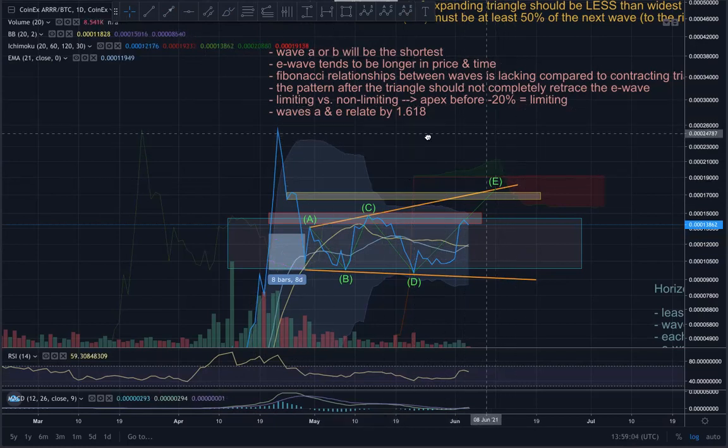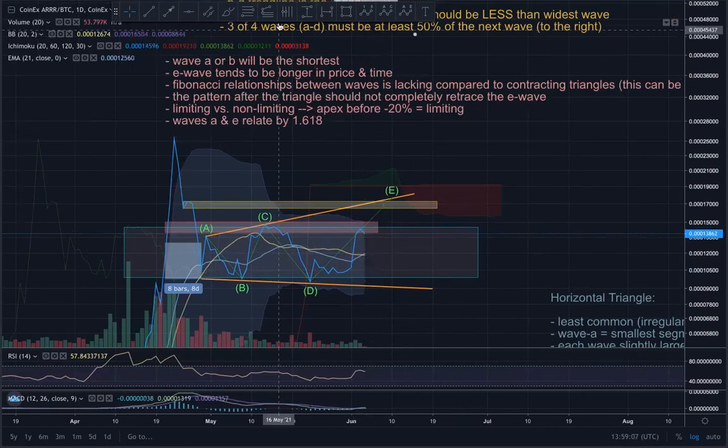Well, I mean, it does, but not as much as with a contracting triangle. With a contracting triangle, the limiting and non-limiting distinction matters more. I can't wait for us to take a look at contracting triangles. Come on, Pirate Chain, give us a contracting triangle soon. Maybe we'll have to search for it on lower time frames.